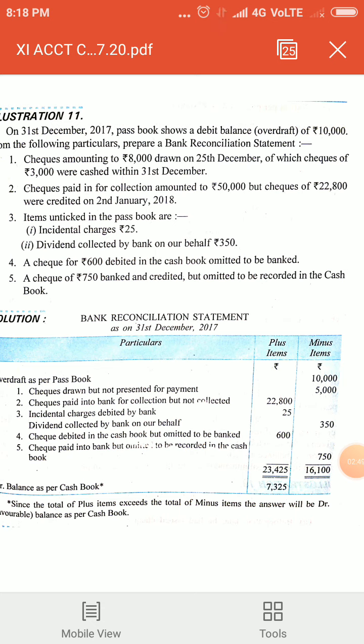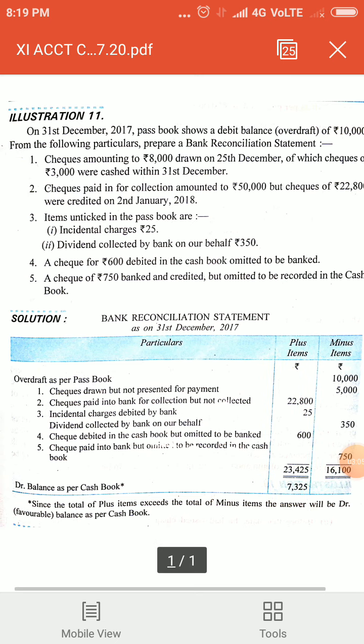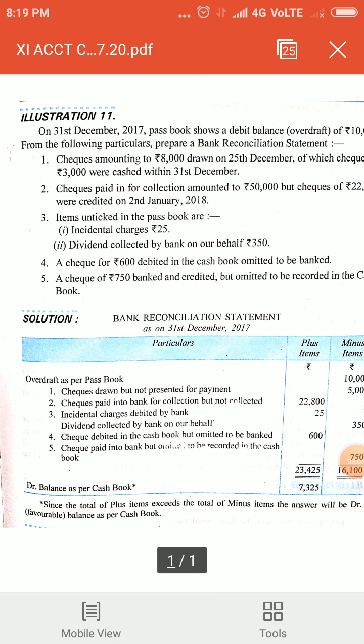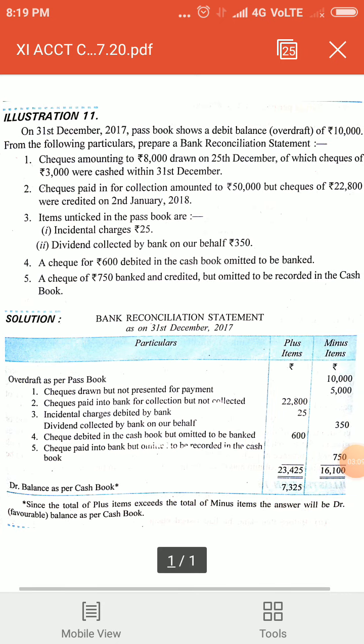Again, a check of rupees 750 banked and credited but omitted to be recorded in the cash book. So a check worth 750 was credited and not recorded in the cash book. That means we have to subtract the item from the passbook to get the correct balance as per cash book. Now by balancing we will get a debit balance as per cash book, because the total of plus items exceeds the total of minus items. Sometimes it may also happen that, starting from the passbook, you have to be very careful and see whether the plus items are exceeding the minus items. So these items will be entered in the cash book.